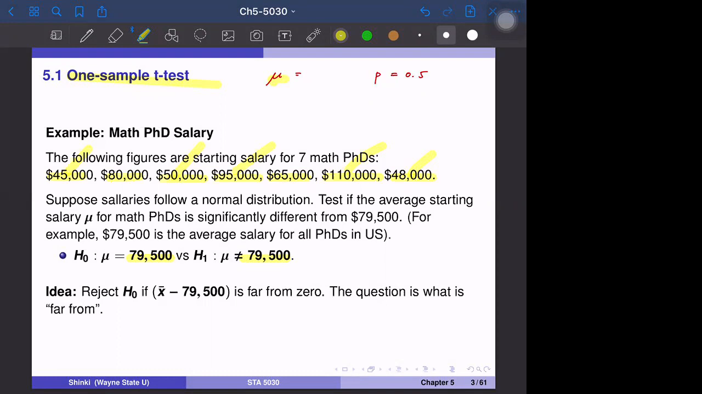So then, what's the most useful information? So most useful information is whether sample mean X bar is far away from 79,500. If X bar is 100,000, probably that's significantly more than mu, so we can reject H naught. But if X bar is only 79,600, probably the difference is negligible. So one important quantity is this X bar minus 79,500.